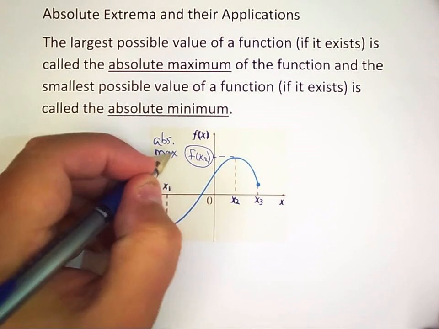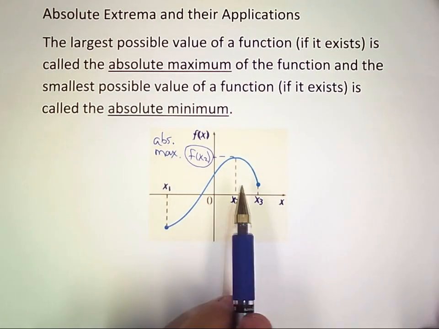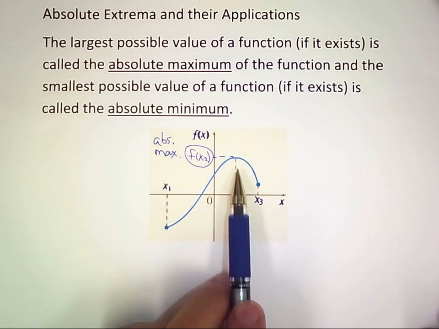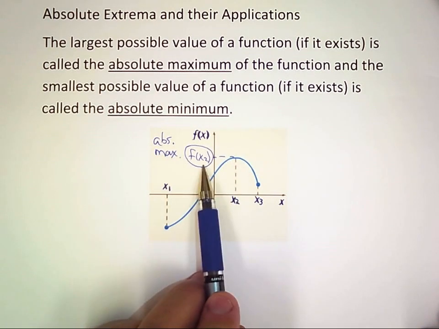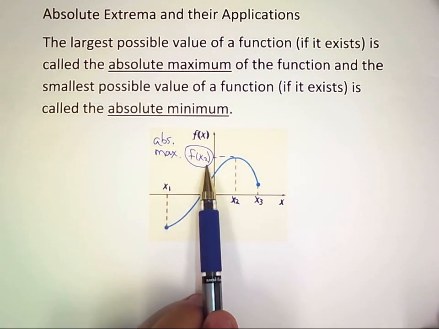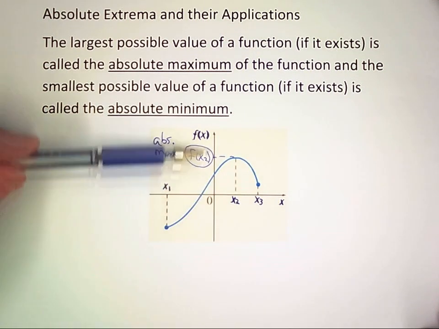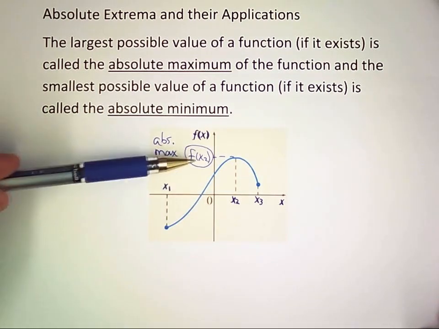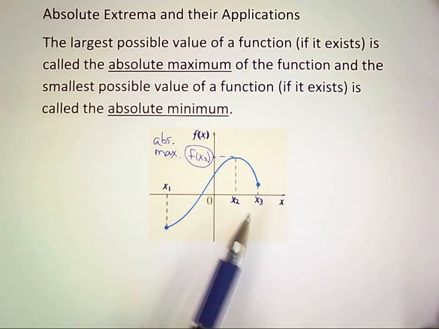maximum. Now be careful, because some people write the entire point. That's the point x sub 2 comma f of x sub 2. But the point itself is not the absolute maximum. The absolute maximum is the y value. The y value is the height. The absolute maximum is the y value. It occurs at a certain x value.